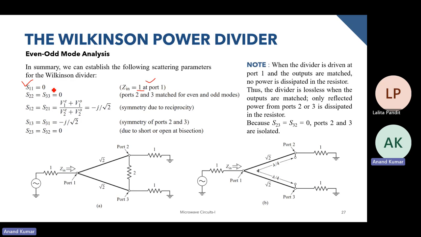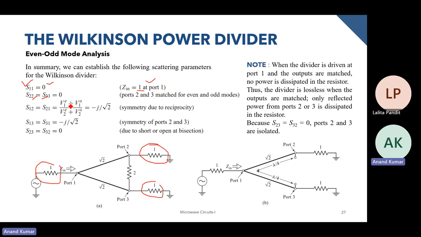So if this is matched, there will be no reflection from port one, so S11 will be equal to zero. Similarly, S22 and S33 are matched, because this port is matched as well as this one over here, and port one is also matched. So we have S11, S22, and S33 all equal to zero.